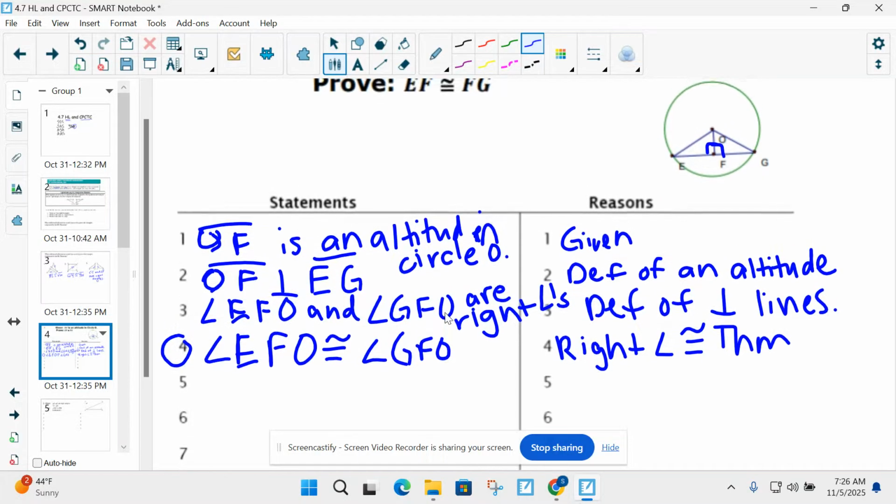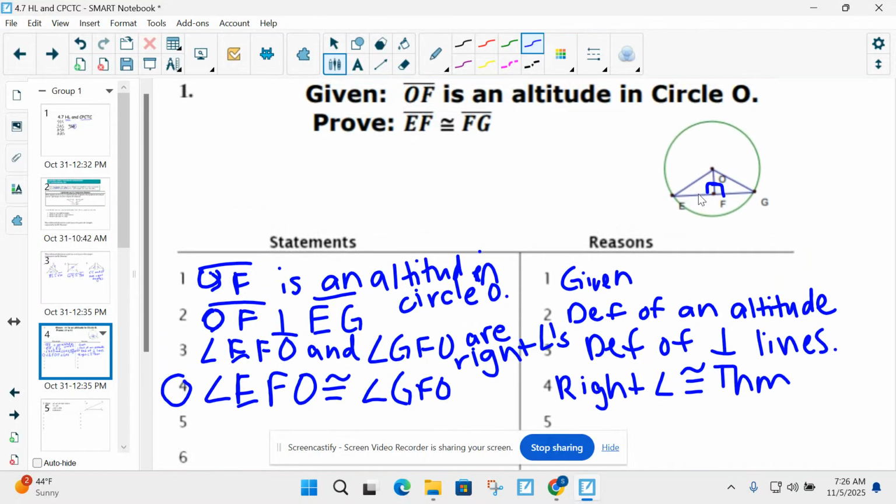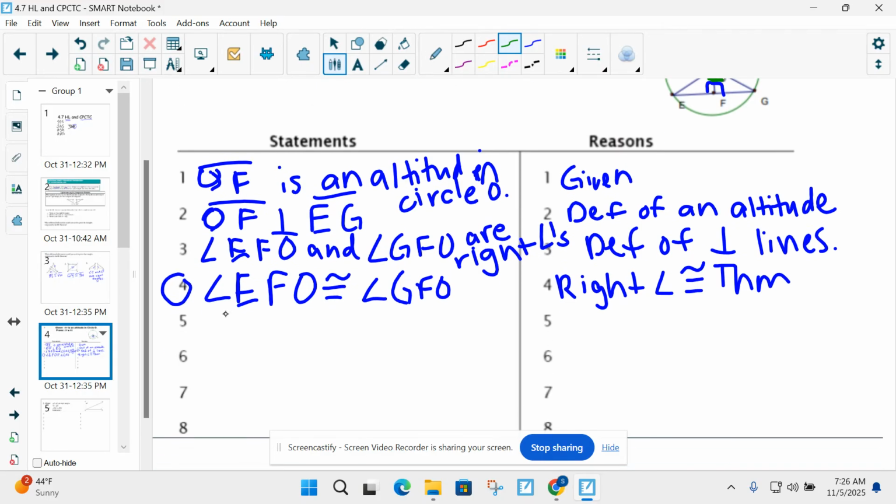We still need, if we want to use hypotenuse leg for these two triangles, the hypotenuse and a leg. So you can see that the part that overlaps is OF. So you know that by the reflexive property, OF is congruent to OF, and that is reflexive property.